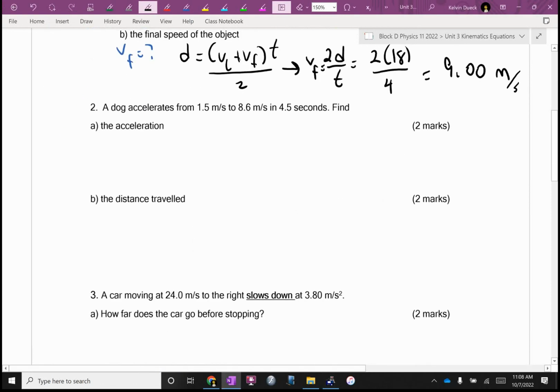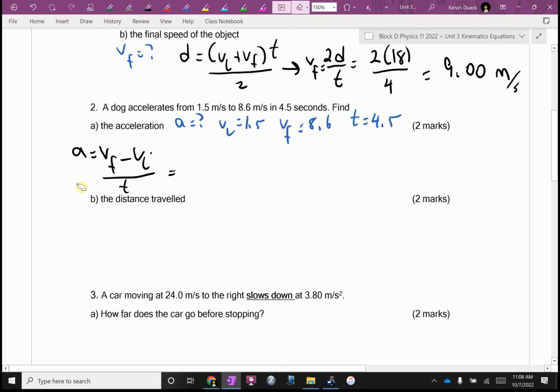Number 2. Looks like they want me to find A. Looks like VI is 1.5, VF is 8.6, T is 4.5. I'm going to go straight to the punchline here. I think A equals VF minus VI over T. So I would give you 1 mark if you went straight to there. Otherwise, half mark for writing VF equals VI plus AT, and half mark for writing A equals VF minus VI over T.